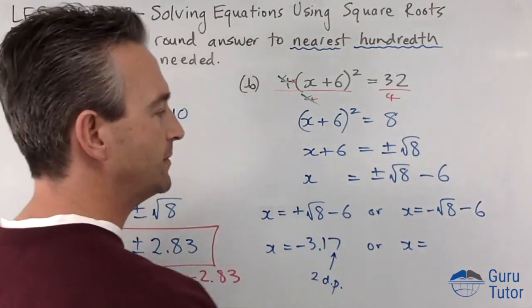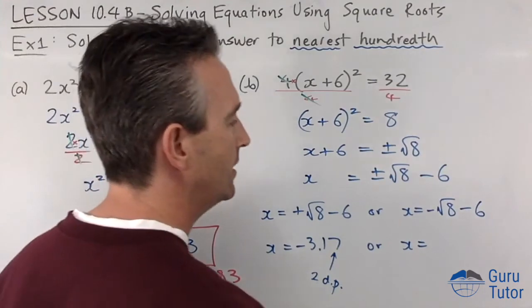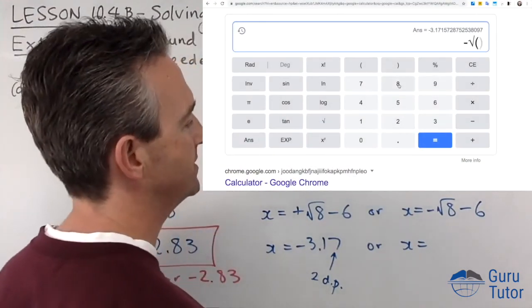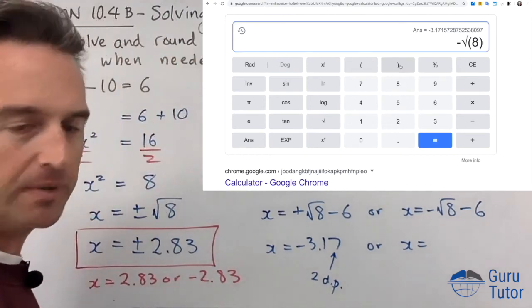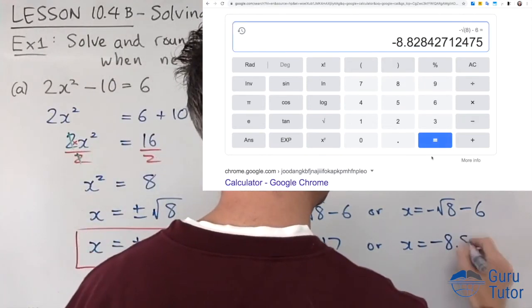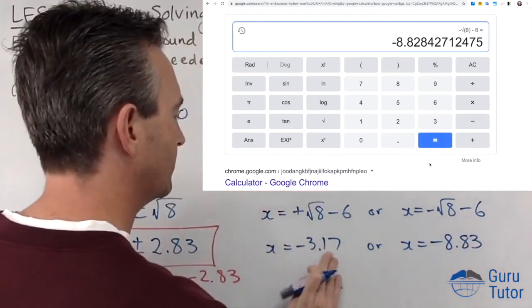And my other answer, I'm going to go to my Google calculator again. Radical 8, somehow put the negative in front of it. I think you've got a plus minus button there somewhere. Get that answer, that should be a negative number. Then subtract another 6 and you'll end up with negative 8.83 after you round that off.